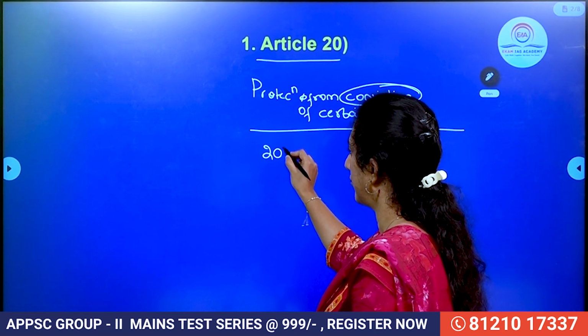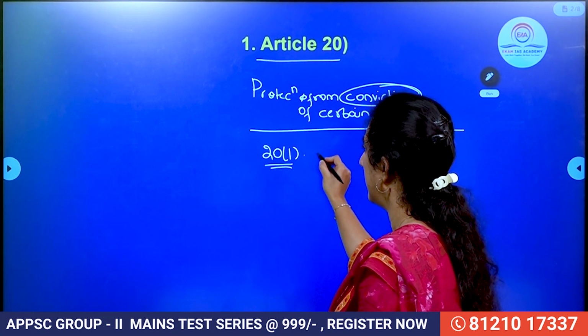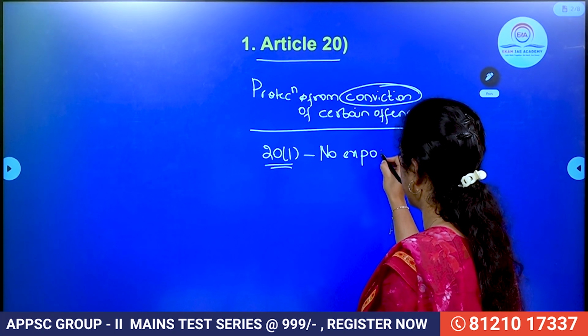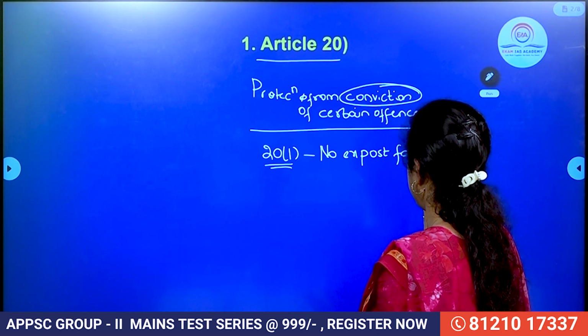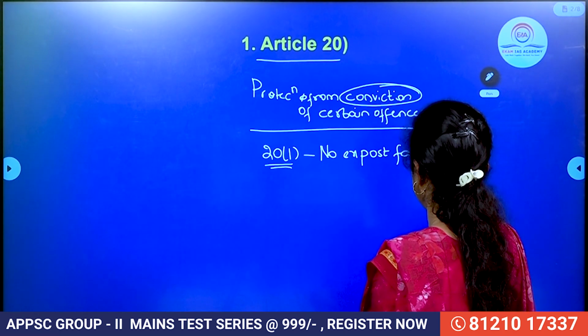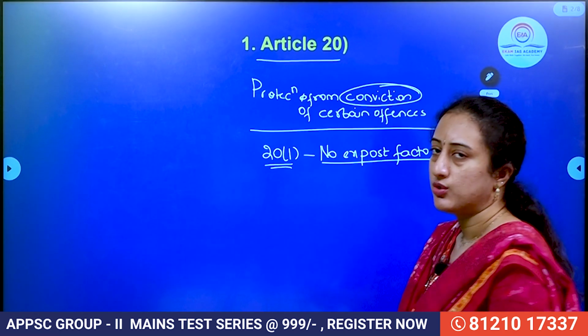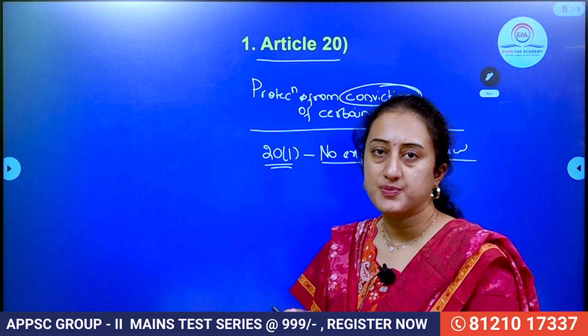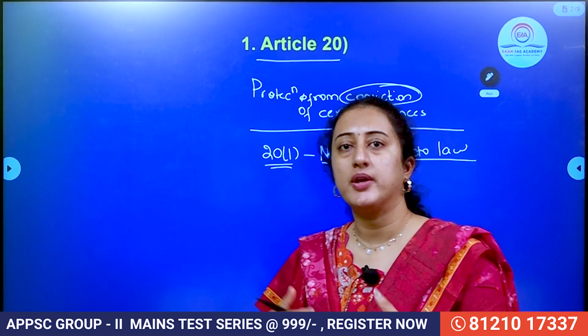Under Article 20 clause 1, there is a provision called no ex post facto law. So what does this mean? No ex post facto law means any law cannot be applied retrospectively. Retrospectively means going back to the date.